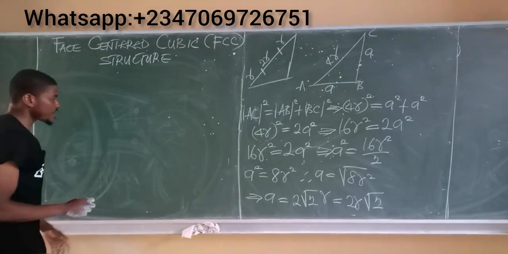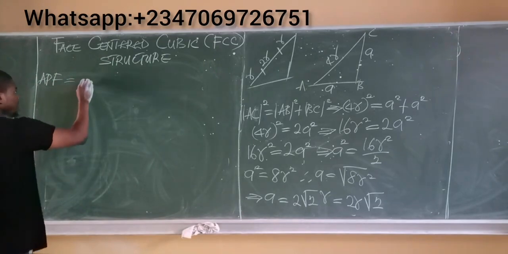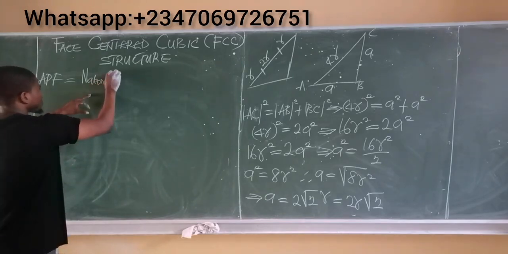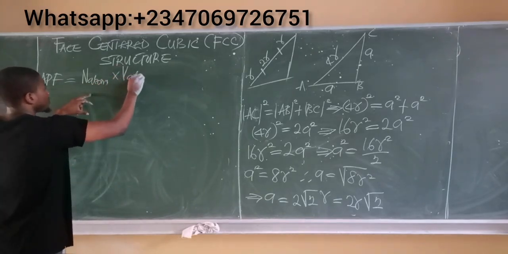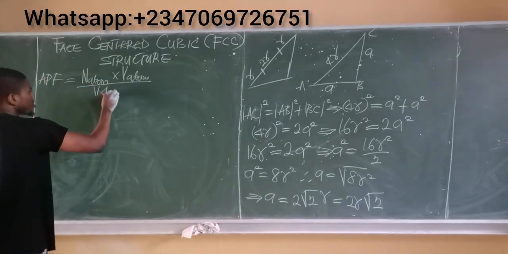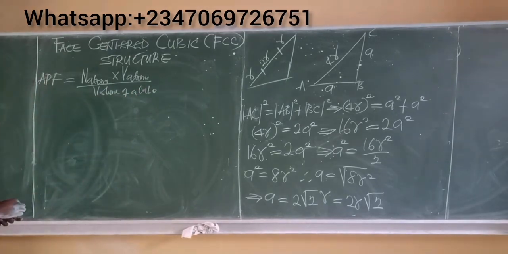All right, so we want to find the atomic packing factor, APF, for FCC, and we said the formula remains number of atoms contributing their volume multiplied by the volume of the atoms involved, all over volume of a cube, because the atoms are evenly spaced on a cube.